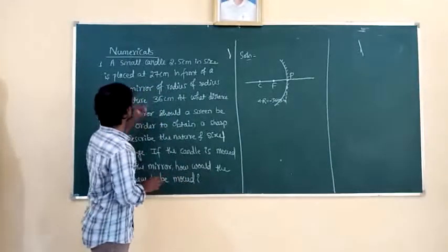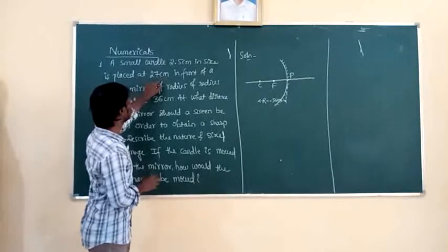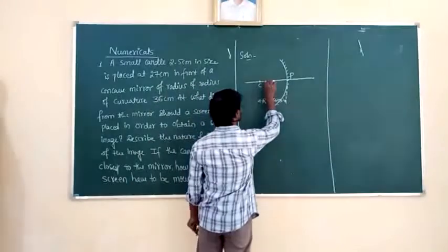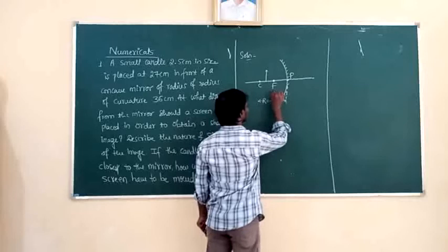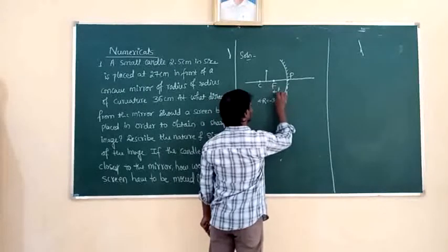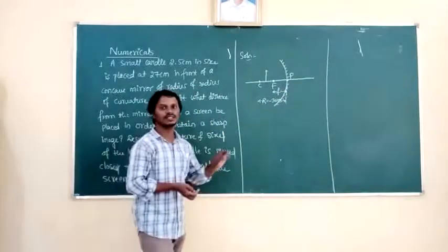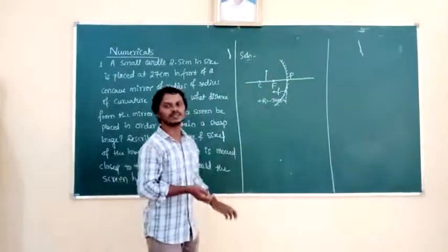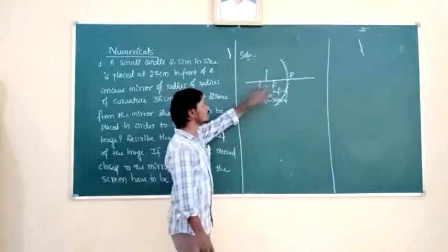Next, what is given? The object is placed at what distance in front of the mirror? At the distance of 27 centimeter. So what is object distance given here? So see here, what is focal length now? Focal length is minus 18 centimeter. So 27 centimeter is greater than 18 centimeter and less than 36 centimeter. Means where is the object? Object in between C and F.